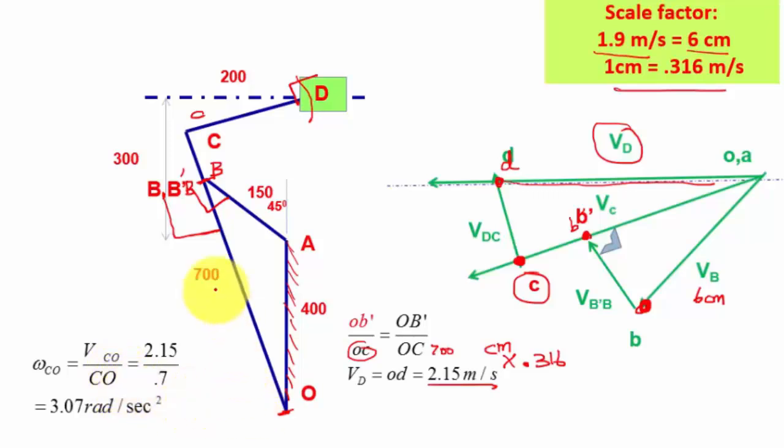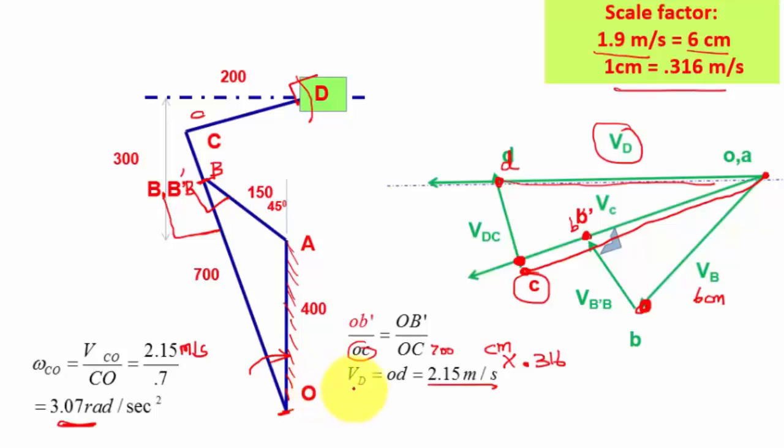Next, omega CO, so that is angular velocity of slotted bar. We need this value to calculate Coriolis component. So omega CO equal to VCO divided by CO. Again VCO we can measure. So from this point to this center. So 2.15 meter per second divided by 0.7. CO value 0.7. So you will get this value. So that is my omega CO value.